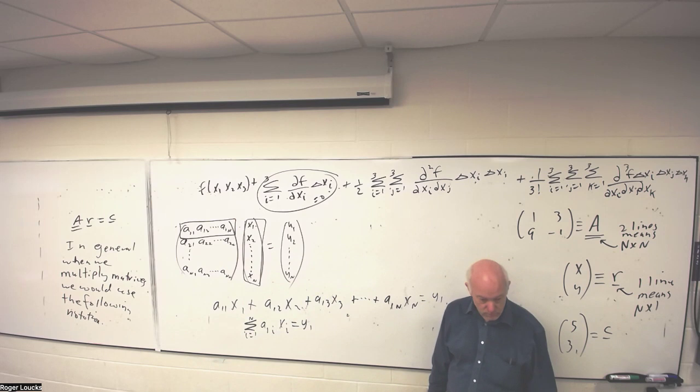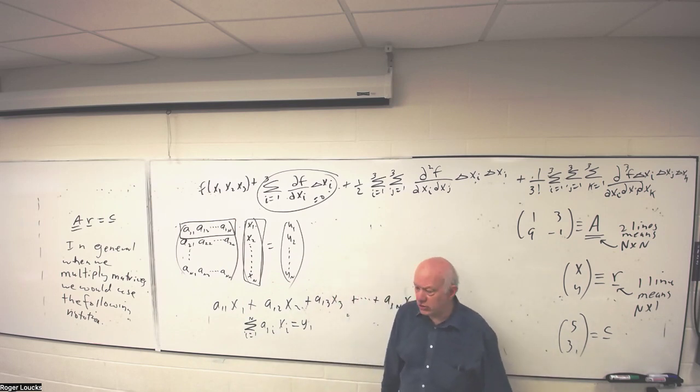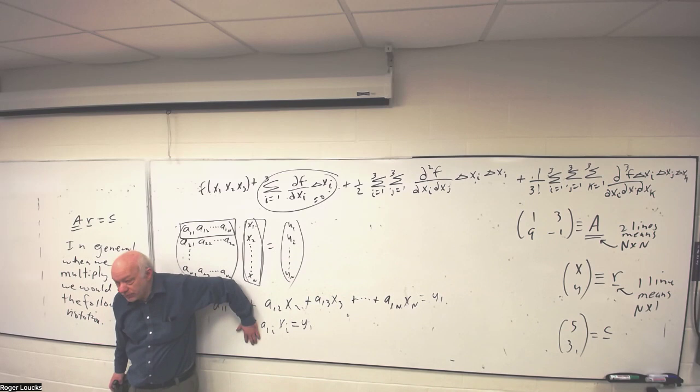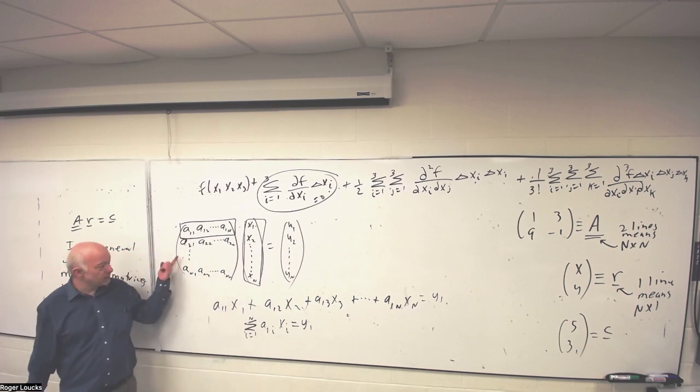Good. Now, in that same summation notation, what would this become? A_1i equals... I would kill the sum here. That's what that would become, a summation. So A_ji x_i equals y_j. So what would happen if I did the second row?